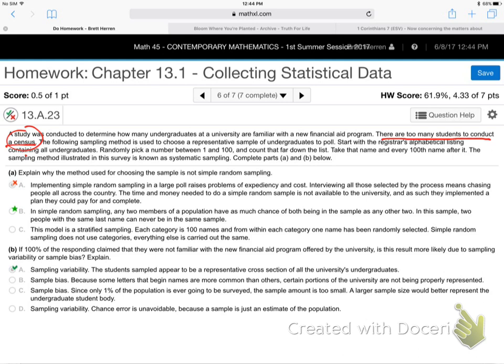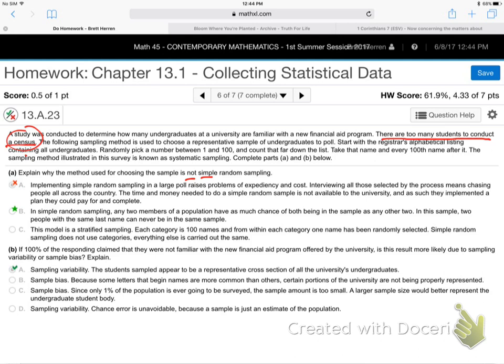They're just a way to get random names. That's their plan. Okay, let's talk about their plan. Explain why the method used for the sample is not simple random sampling. Because it seems like random sampling. But technically, this is pretty picky, I think. It's technically not simple random sampling. Here's the reason, the B there. In simple random sampling, any two members of the population have as much chance of being selected as any other two. In this sample, two people with the same last name can never be in the same sample. Did that make any sense? Something is technically simple random sampling. Simple being the keyword.